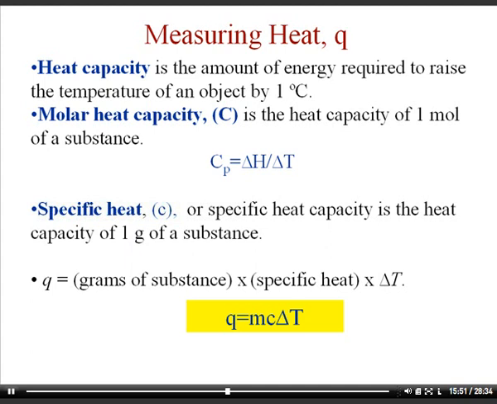Some students call it MCAT because the M, and then the C and the delta kind of looks like an A, so they call it MCAT. But anyway, it's Q equals MC delta T, and we're going to do a practice problem using it on the next page.